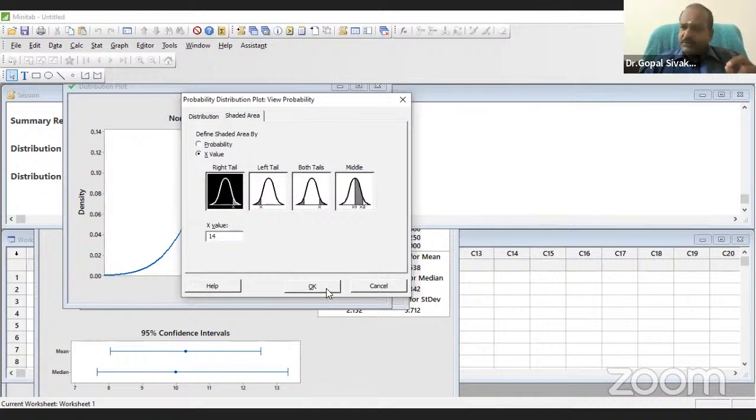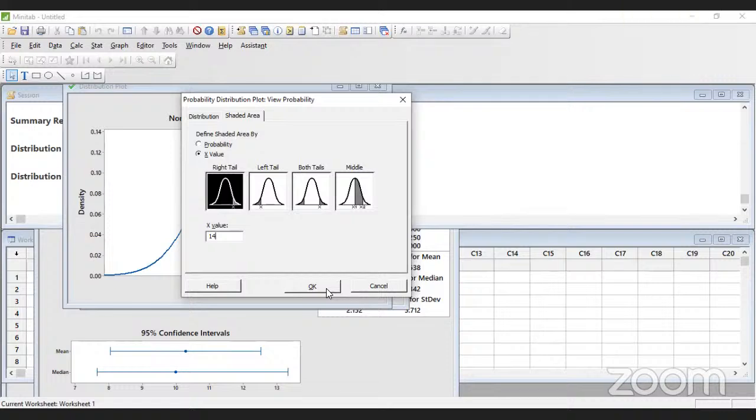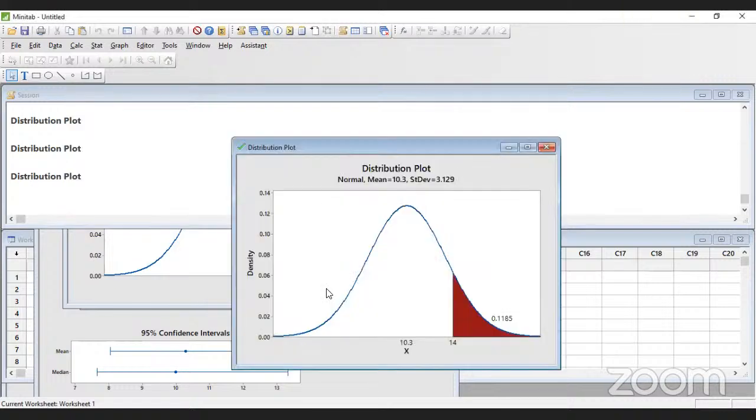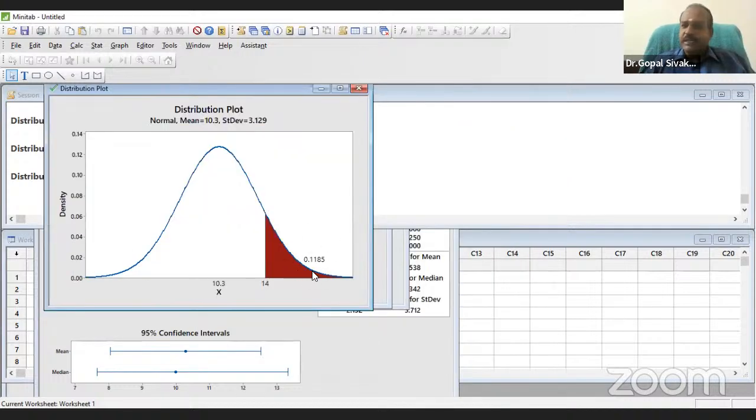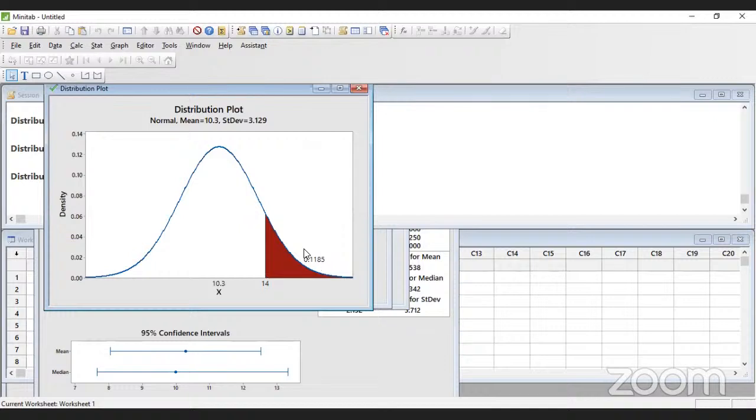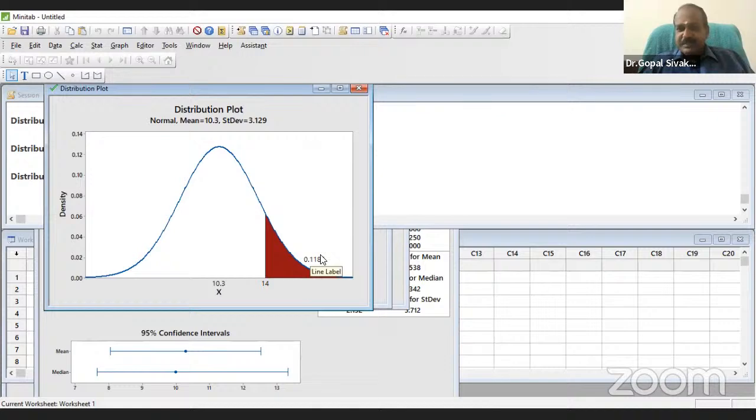Do you think there is a chance for your child to score 14 and above? Very, very less. Good. Let us see how much it is. How much percentage your child has got to become rank number 1 in this class? 11%. Do you understand? Yes, sir.